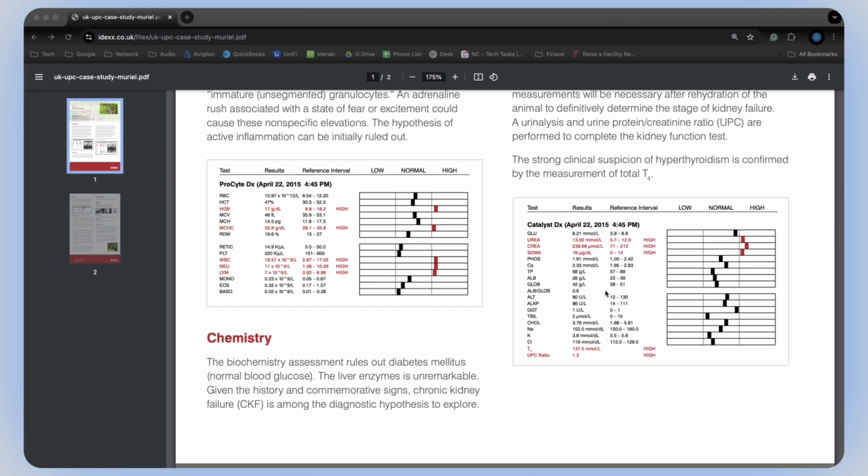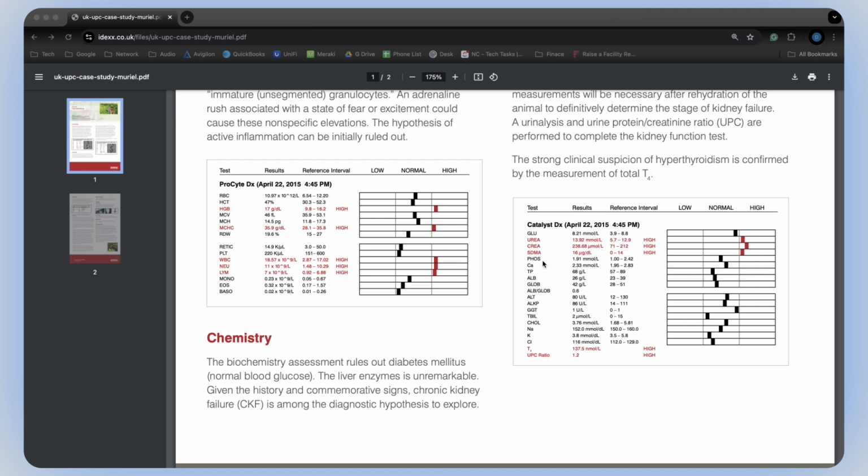So now, before we read, let's take a look at our chemistry over here. Glucose, it's toward the higher side, but we're doing okay. The urea and/or the BUN, the creatinine and the SDMA are all three elevated. Hey, that's not great. Just looking at this blood work, what does that tell you? Hopefully your mind goes, kidneys.